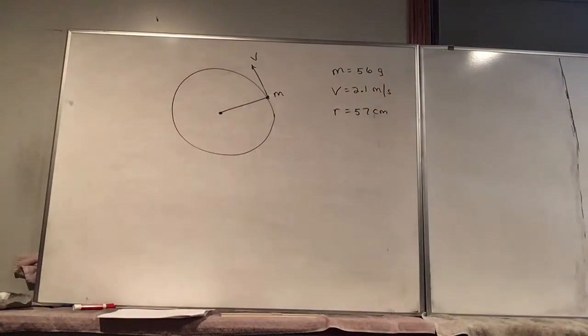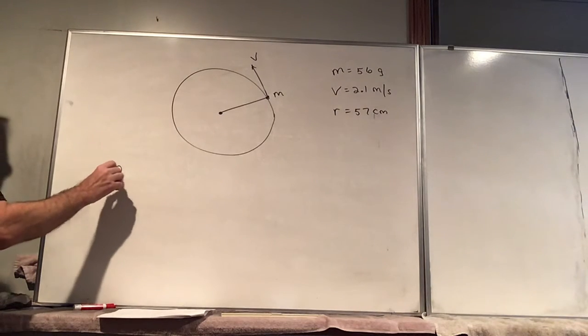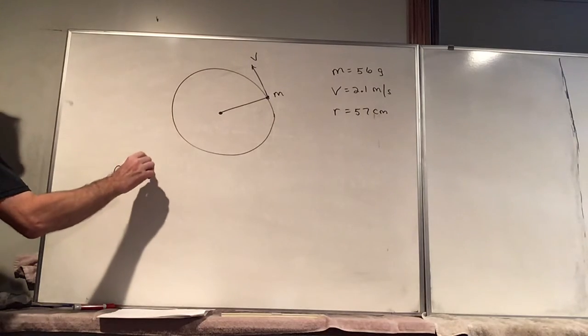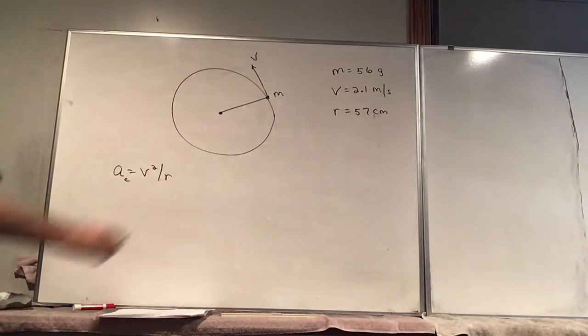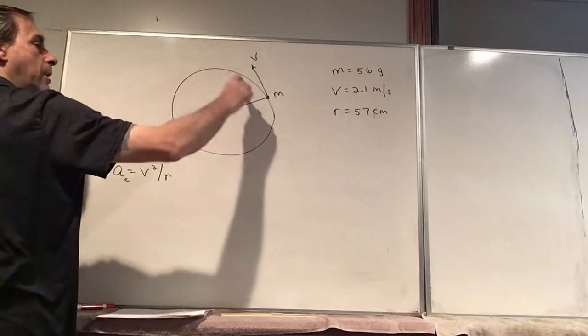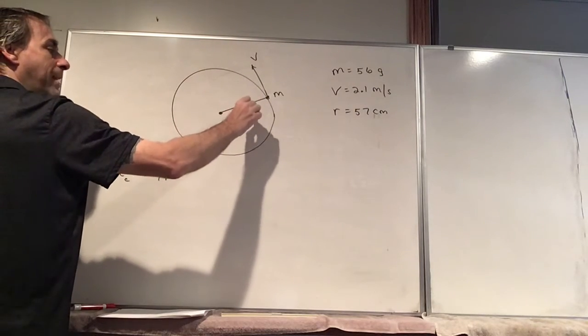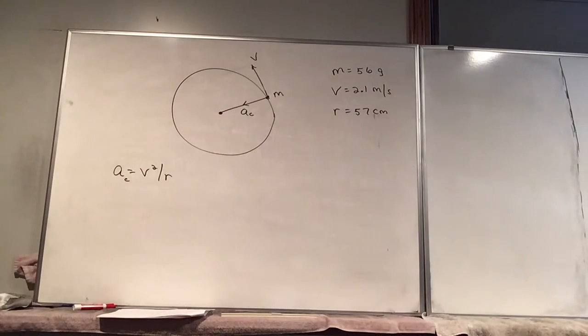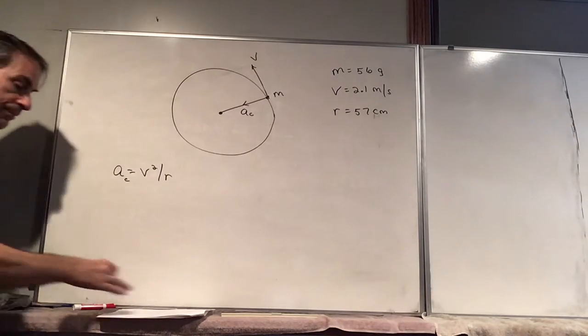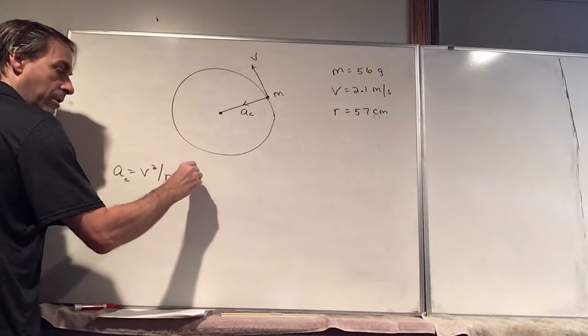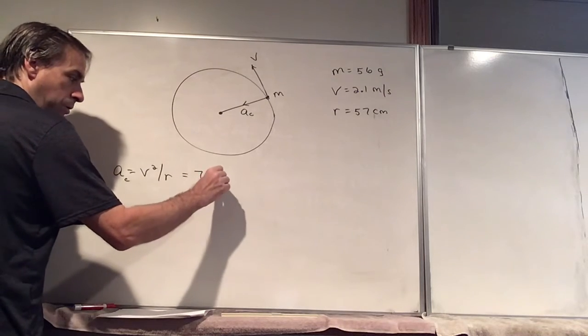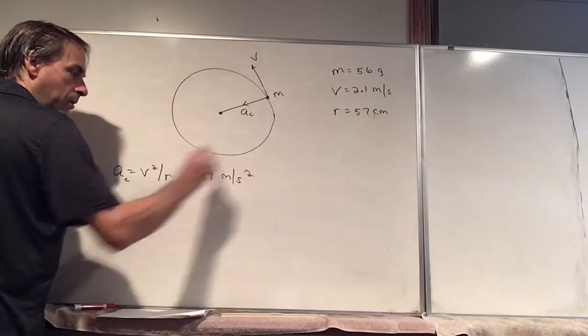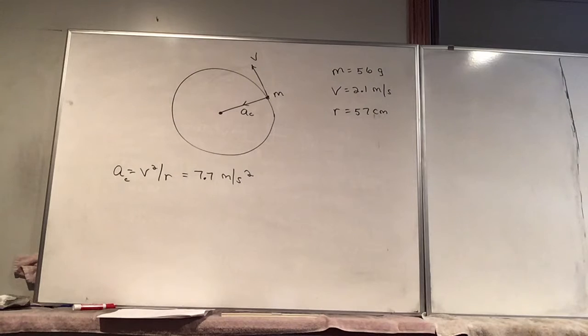So first, what is the magnitude of the acceleration of the disk? Acceleration, yeah, it's moving at a constant speed. So there's no tangential acceleration, but it's moving in a circle. So there's always a centripetal acceleration equals v squared over r. And if you just plug in the numbers, you get 7.7 meters per second squared.